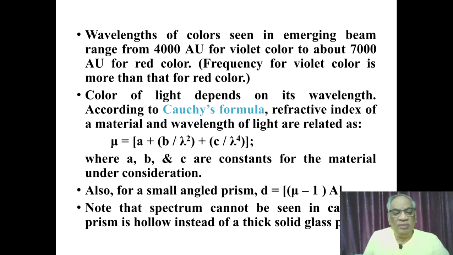Also for a small angle prism, D is equal to (mu minus 1) into A. It will be noted that the spectrum cannot be seen if the prism happened to be hollow instead of a thick solid glass piece. That means if you take a hollow prism that is just connected glass plates and try to see the dispersion, it is not visible. The material must be thick, not hollow; a homogeneous glass medium is required.